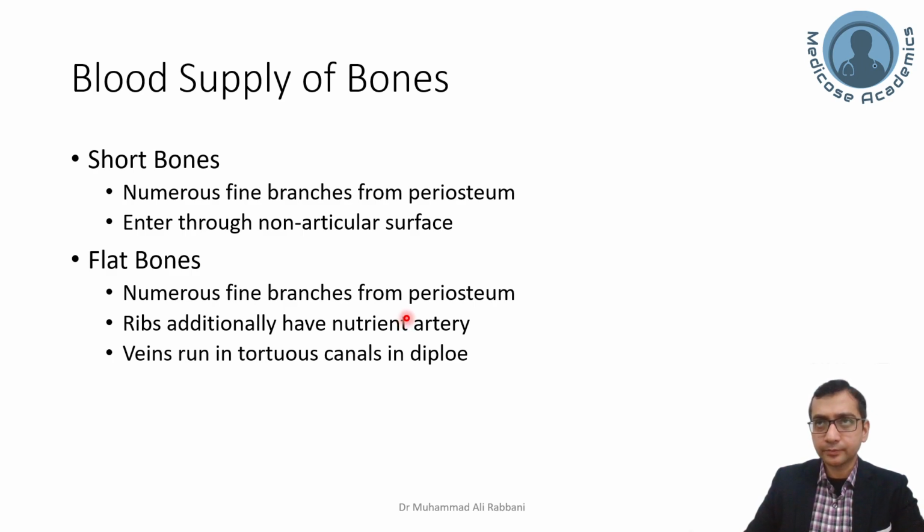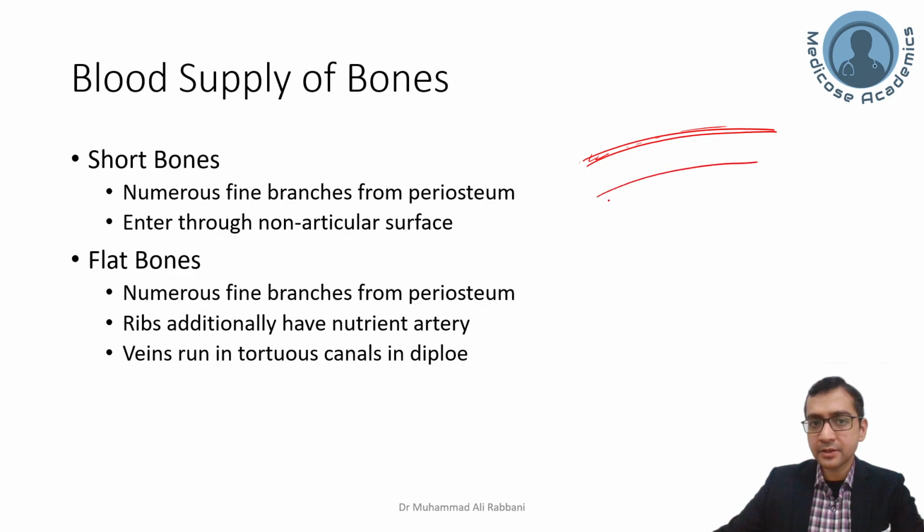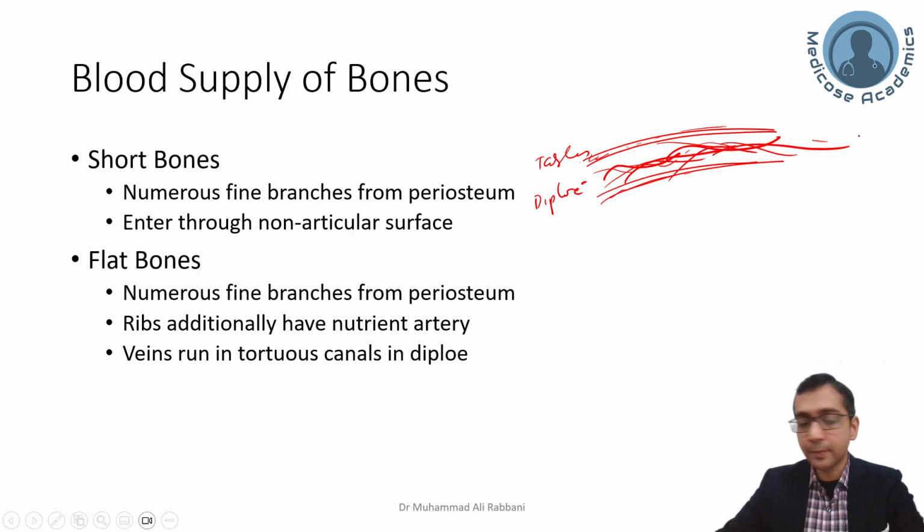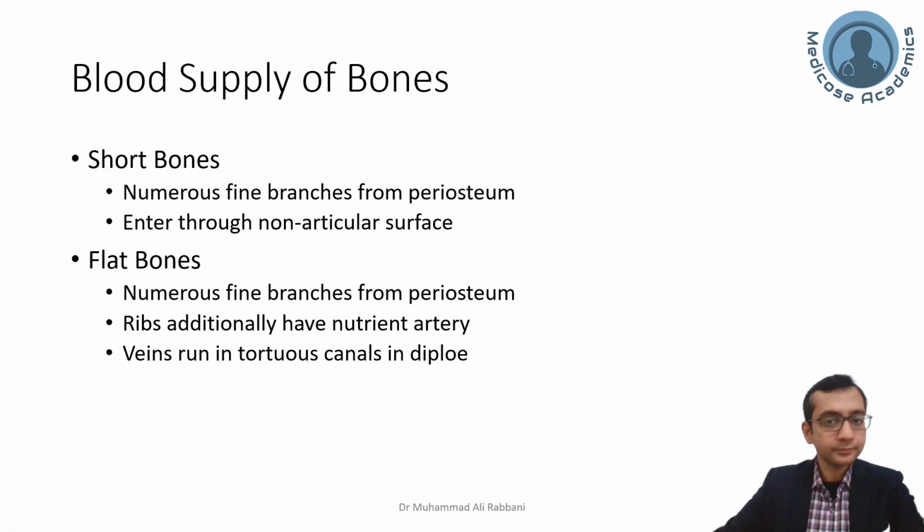And in the flat bones, the compact bone is present outside. On the outside there is a compact bone, inside there is a compact bone, and between them there is spongy bone. Usually the flat bones are like this. So here in the middle, in the spongy part, this part is called diploe. These are called tables. So a lot of veins run in this region, in the diploe between the two tables.